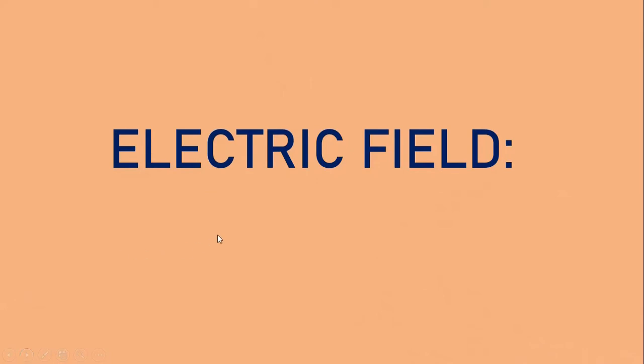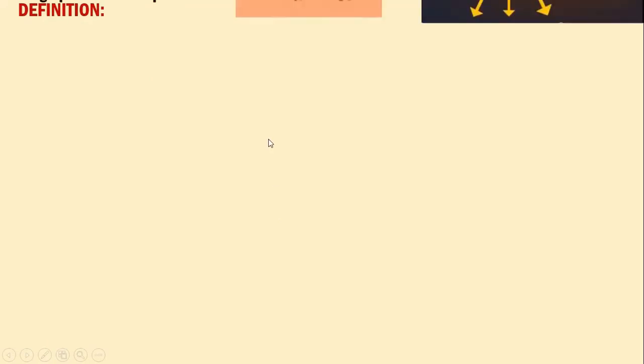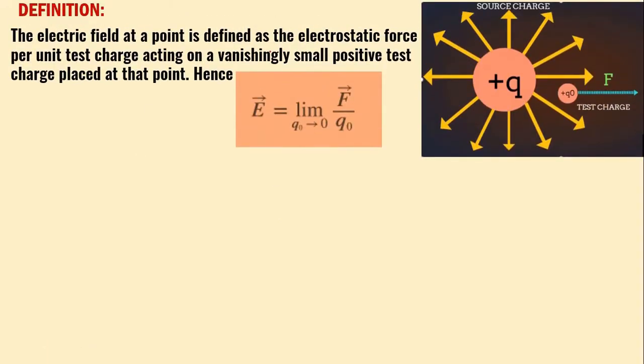Now, let us begin with our important topic, that is its definition and the important steps in its derivation. So first, the definition. How can we define it? It is defined as the electrostatic force per unit test charge acting on a vanishingly small positive test charge.